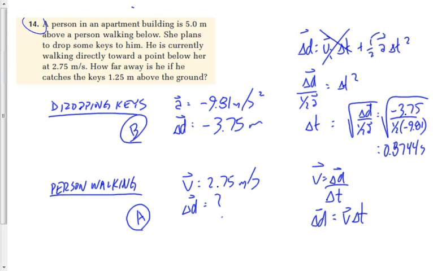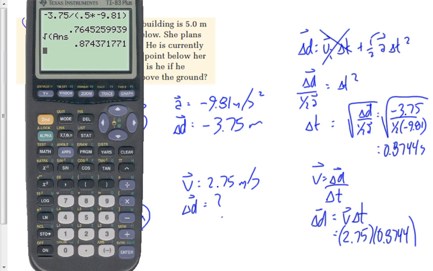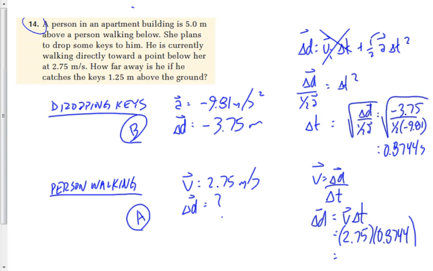Well, if the keys fall for 0.8744 seconds, how long is the guy walking? 0.8744 seconds. So now let's multiply the velocity here, 2.75 meters per second, by that time of 0.8744. We multiply those two numbers together, we get 2.4 meters. Does that make sense?